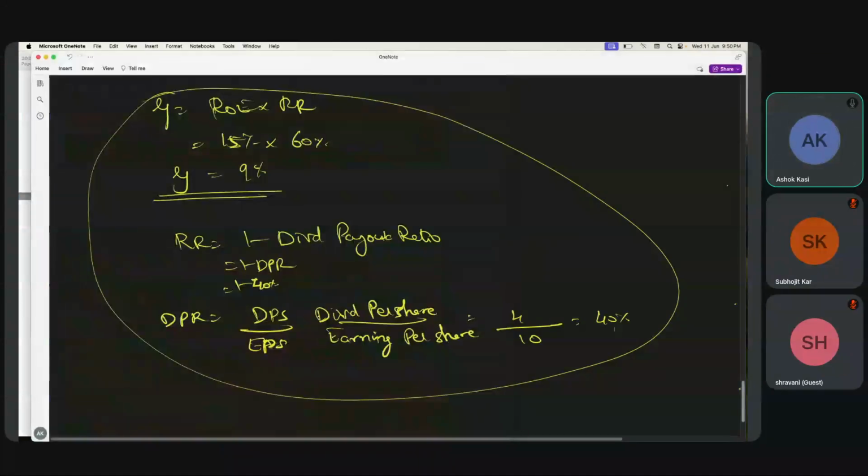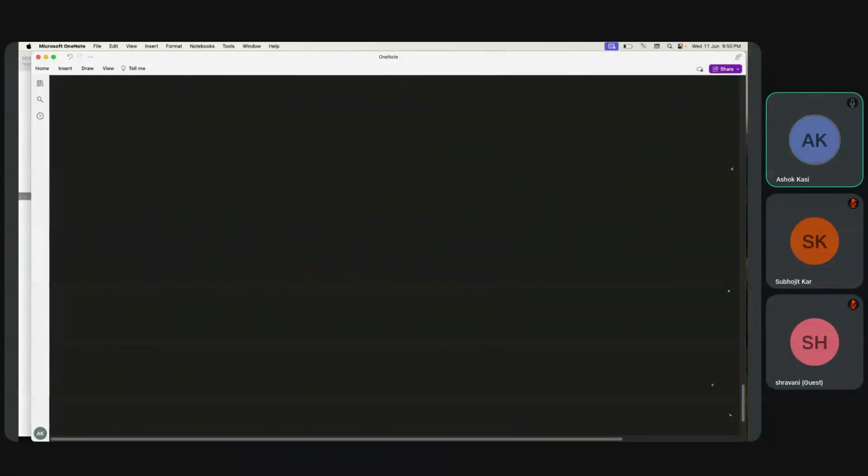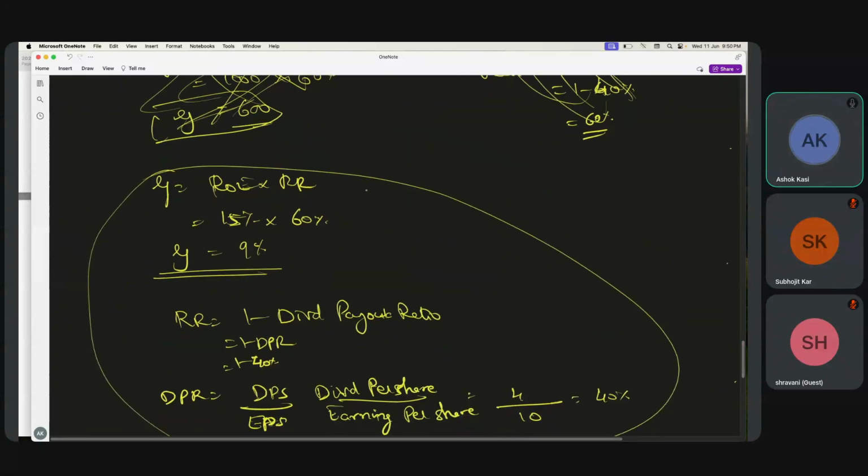See, they will give you questions like this. They will say, what is the formula for return on equity? By the way, return on equity's formula is earnings, or net income, divided by average equity. This is the formula.